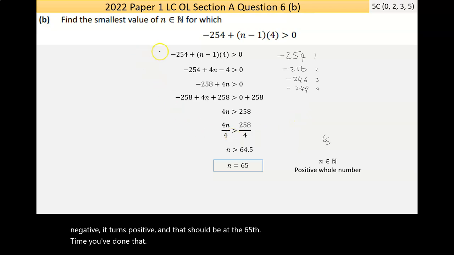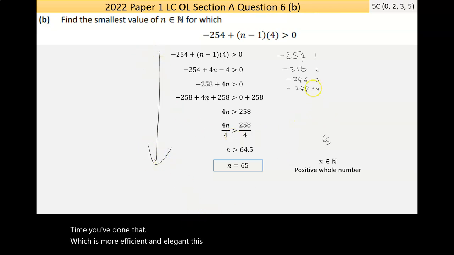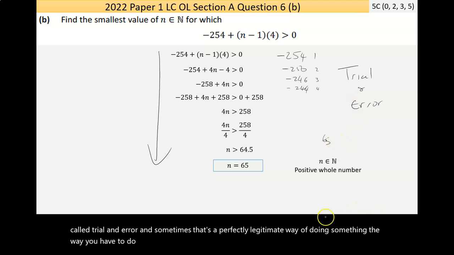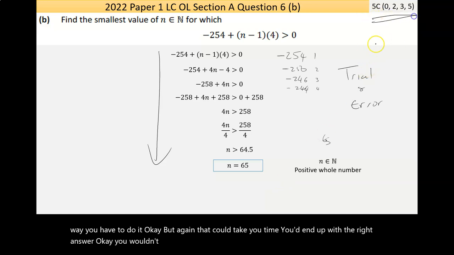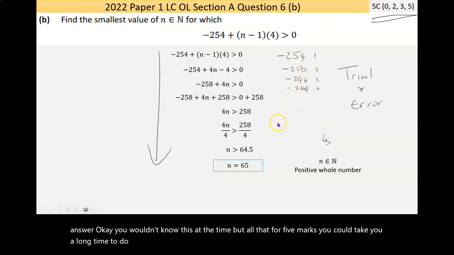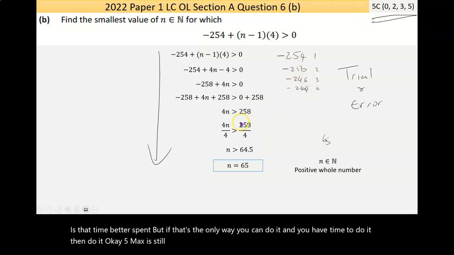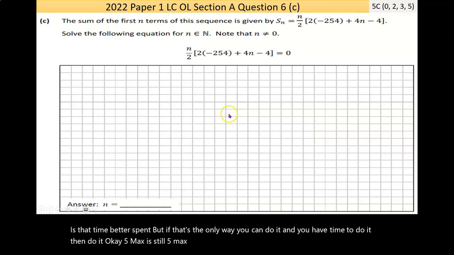Now, which is more efficient and elegant? Well, this is, which takes a long time? That does, and that's called trial and error. Sometimes that's a perfectly legitimate way of doing something, the way you have to do it. But again, that could take you time. You'd end up with the right answer, but all that for 5 marks could take you a long time. Is that time better spent? But if that's the only way you can do it and you have time to do it, then do it. 5 marks is still 5 marks. That's question 6, part B.